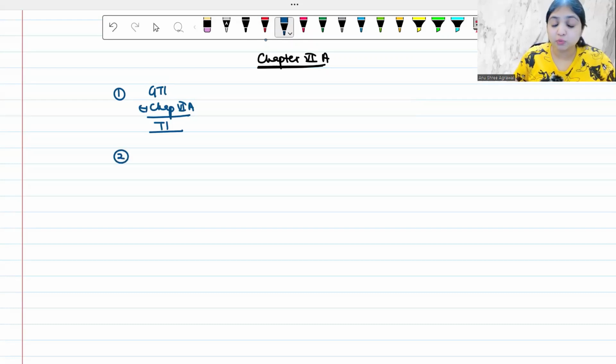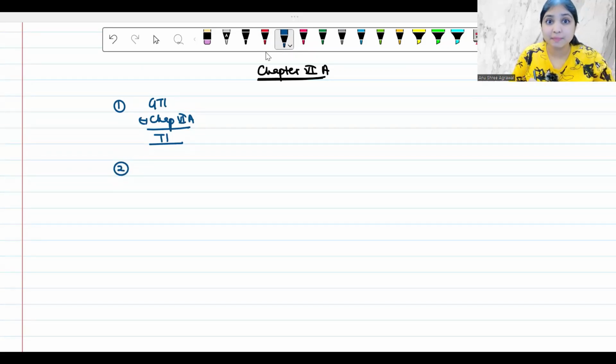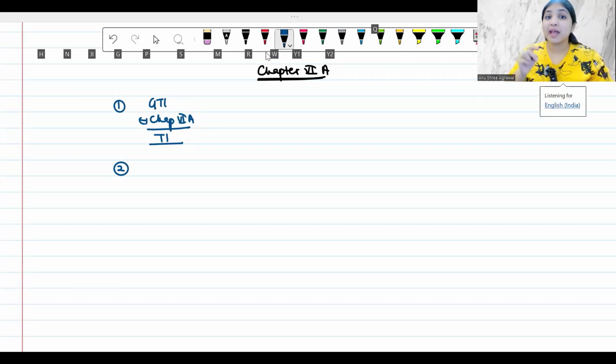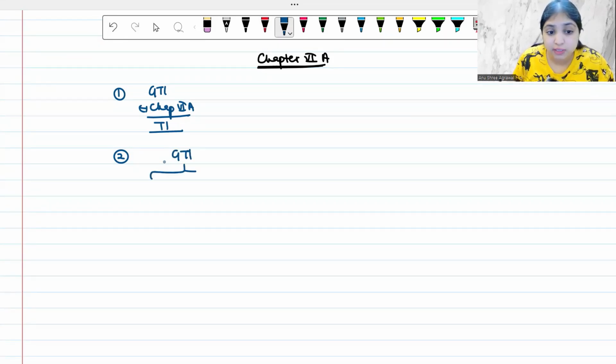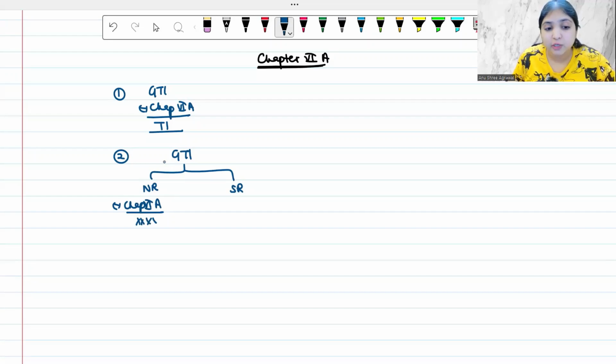But point number two, we subtract Chapter 6A only against normal rate incomes. Do you remember? We've already spoken about this in our capital gains set itself. We divide GTI into two parts, the normal rate income and the special rate income. Whatever Chapter 6A we have, we subtract only against normal rate income. We do not subtract Chapter 6A against special rate incomes.